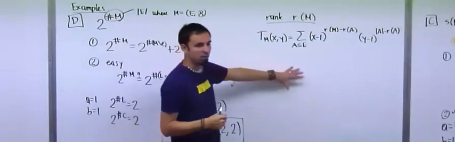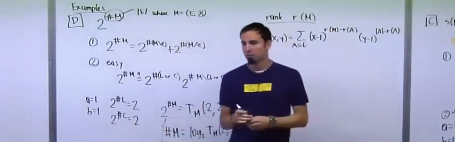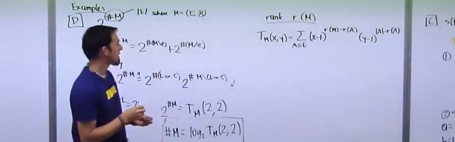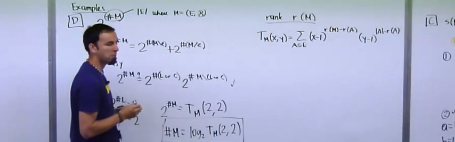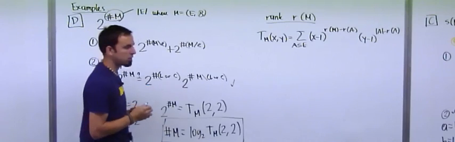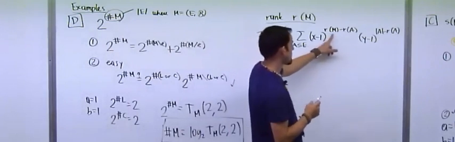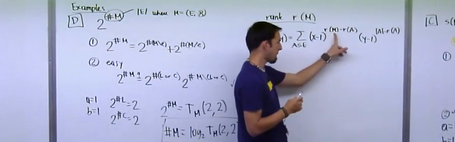So when I do this, I get a big mess of x's and y's, and the question is, how do I do that? How do I take that big polynomial and read off the rank? Well, here's the rank of the matroid.